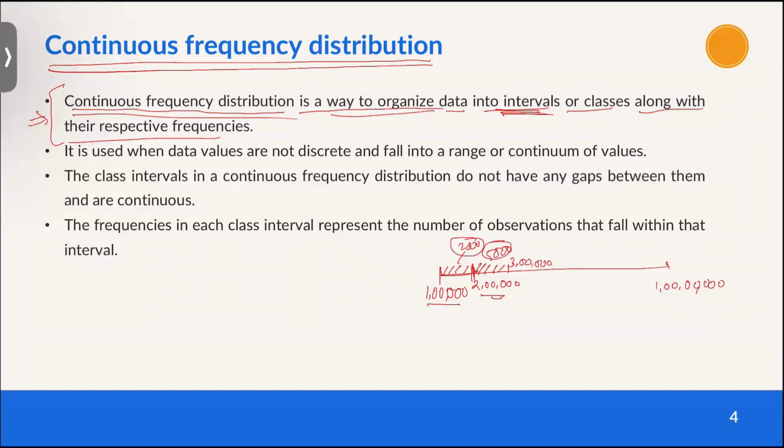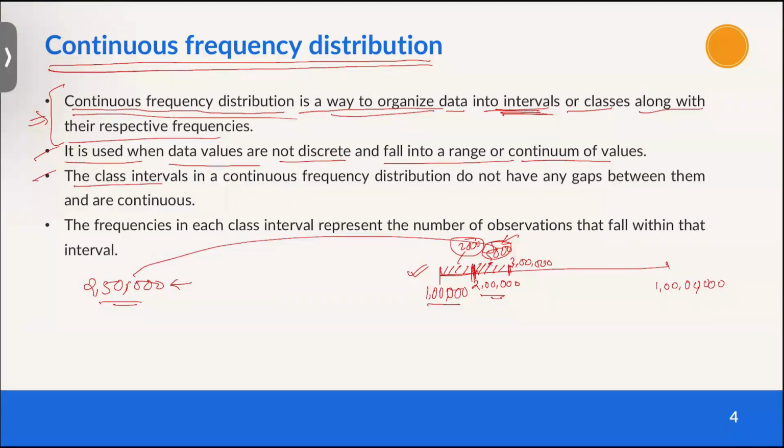Frequency means how many observations are being taken in between these classes. It is used when the data values are not discrete and fall into a range or continuous continuum of values. So here in this example which I have stated, you can clearly see that suppose you are in the salary range of 2,50,000 annually. So this 2,50,000 will come in this range from 2 lakh to 3 lakh, and this data will be taken as a frequency for this range 2 lakh to 3 lakh.